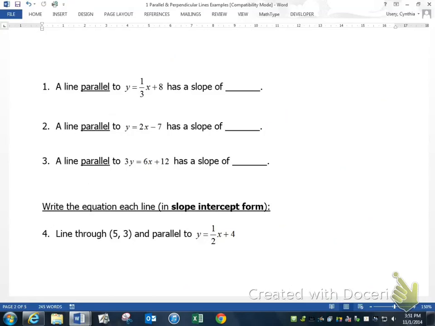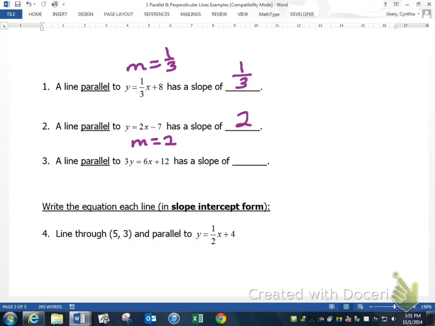Okay, so if you turn your page, the next question says a line parallel to y equals 1/3 x plus 8 has a slope of. Well, we know that if the two lines are parallel, they have the same slope, and the slope of this line is 1/3 because it's y equals mx plus b. So the slope of a line parallel to that must also be 1/3. On number 2, a line parallel to y equals 2x minus 7 has a slope of, well, the slope of this line is 2. And so a line parallel to that would also have a slope of 2.